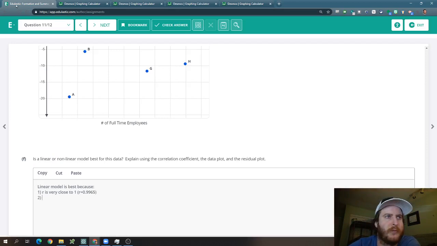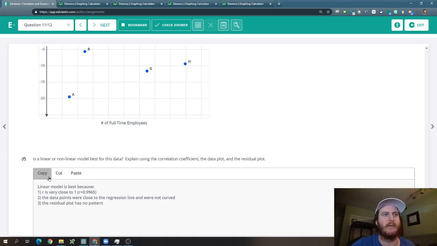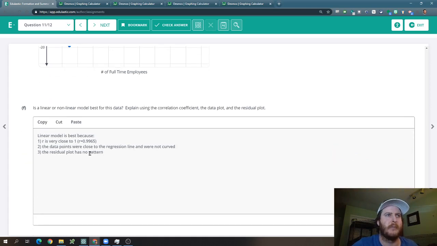Then 2, the data points were close to the regression line and were not curved. And then 3, the residual plot had no pattern. Right? If it has no pattern or a flat pattern, those are going to be linear. If it has a curved pattern, that's going to be nonlinear.